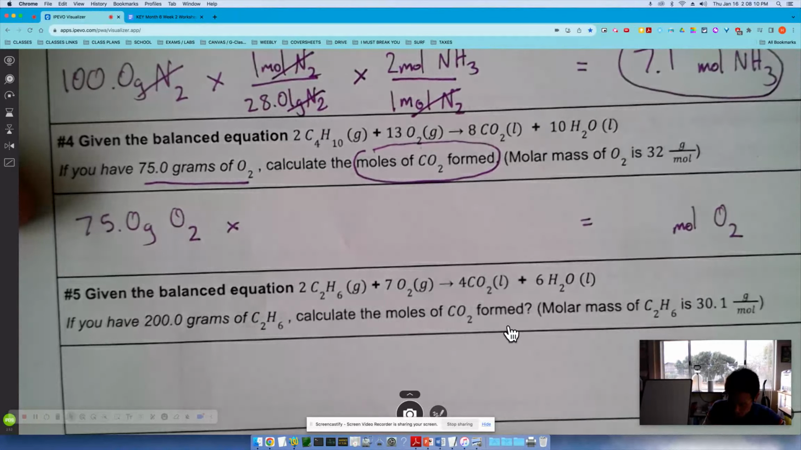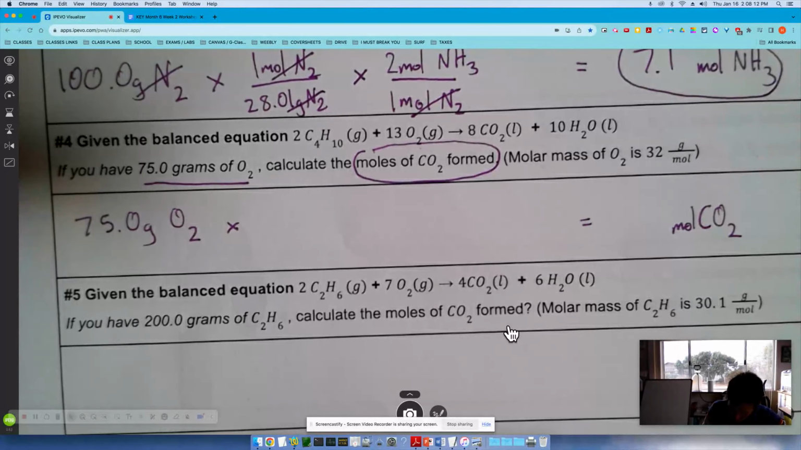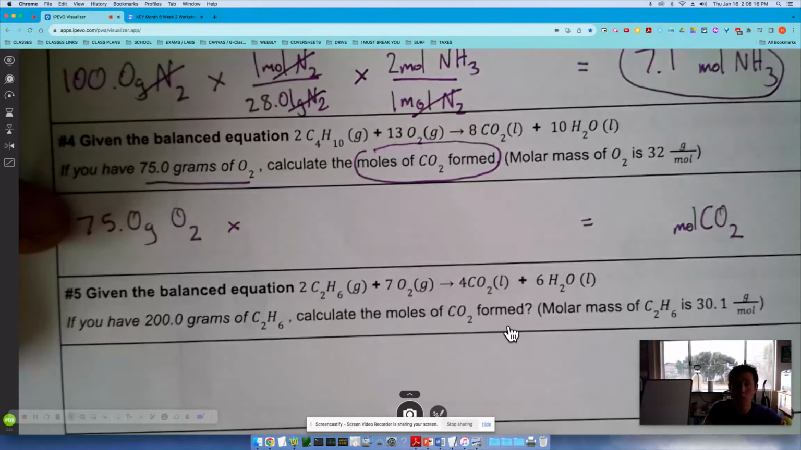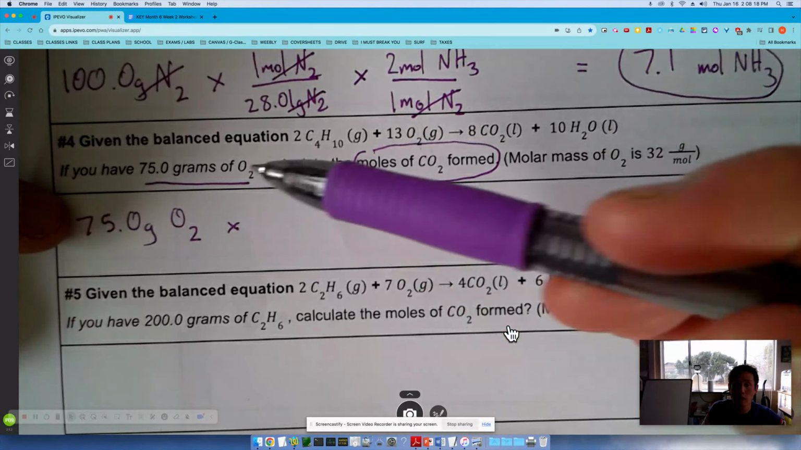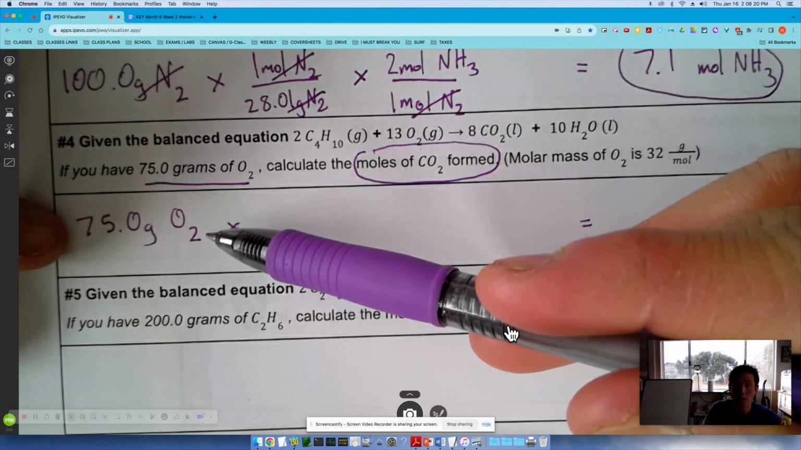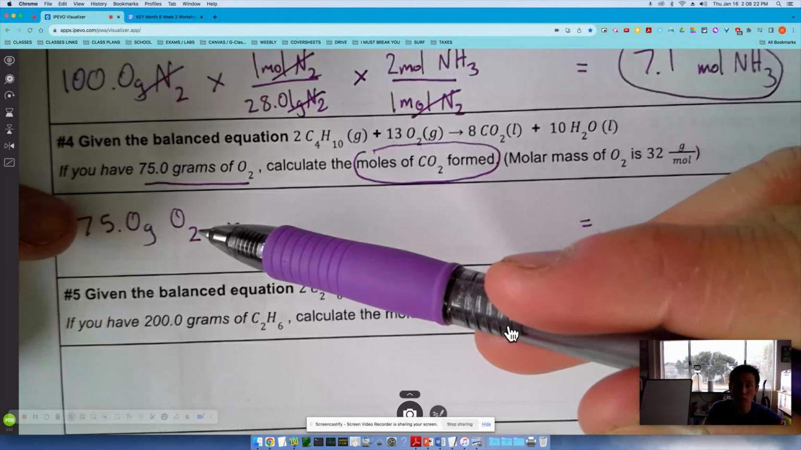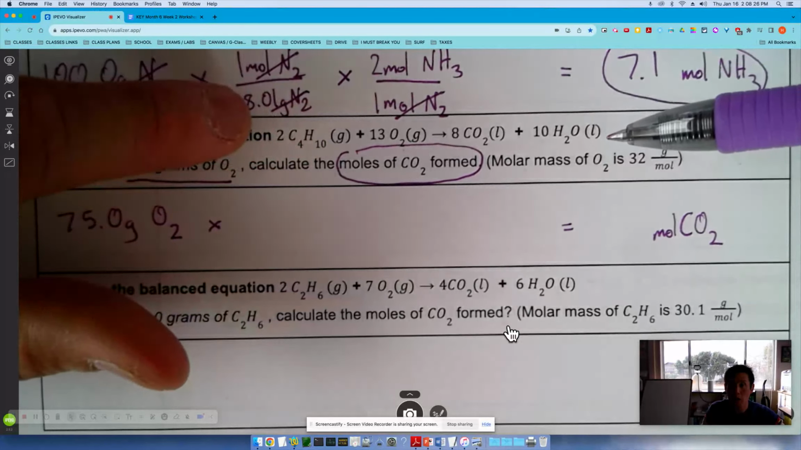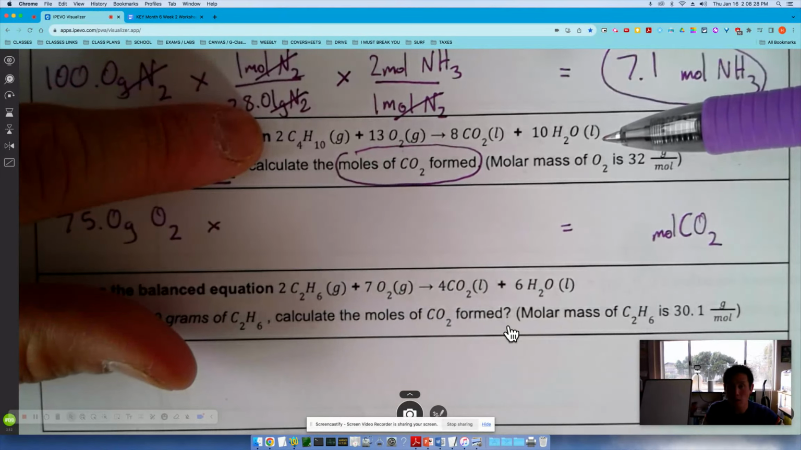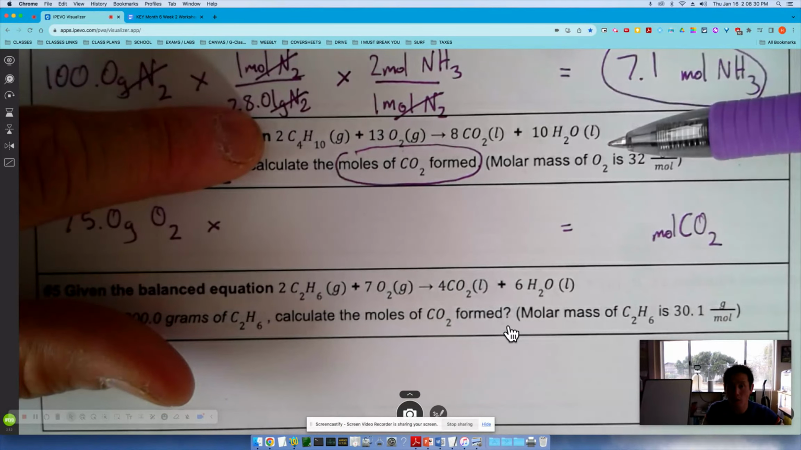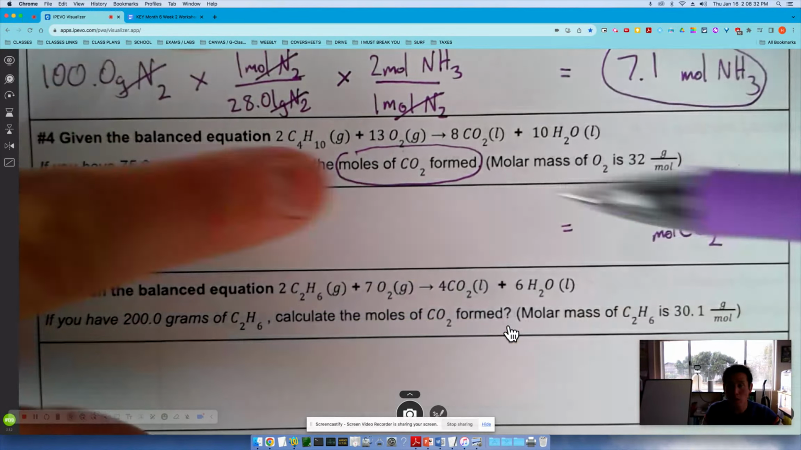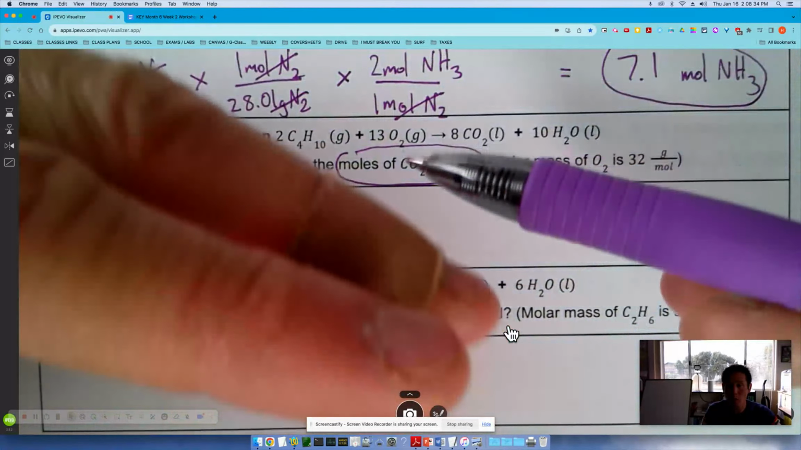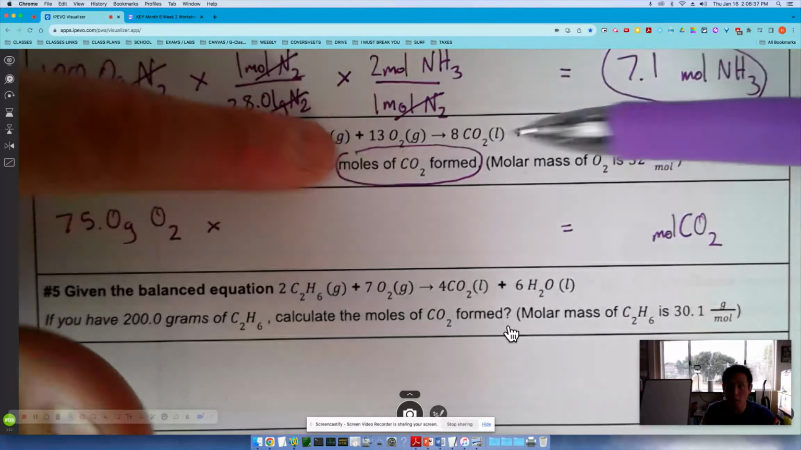Oh, CO2, my apologies. So what we want to do is convert this, because it's a gram value, into how many moles of O2 that would be. Why? Because here we're going to use this balanced equation to convert from moles of O2 to how many moles of CO2 we would make. This is all in moles.